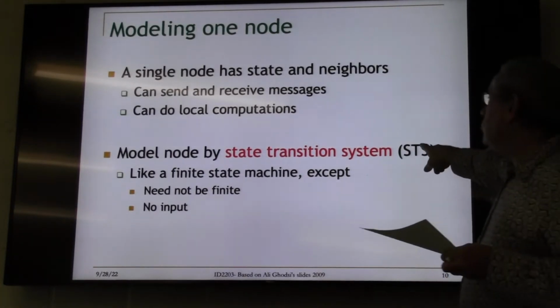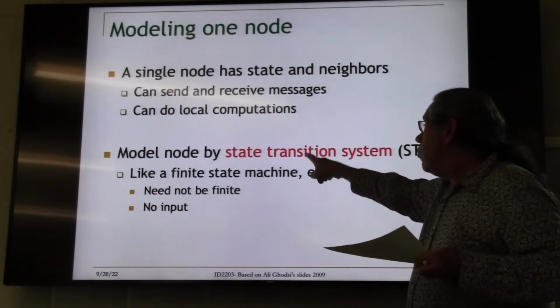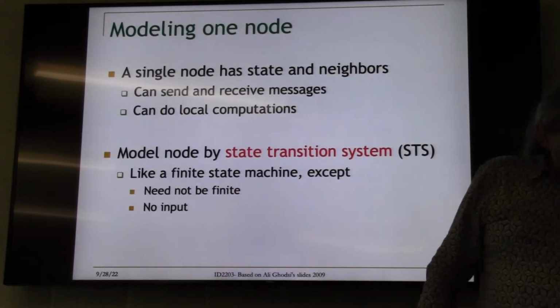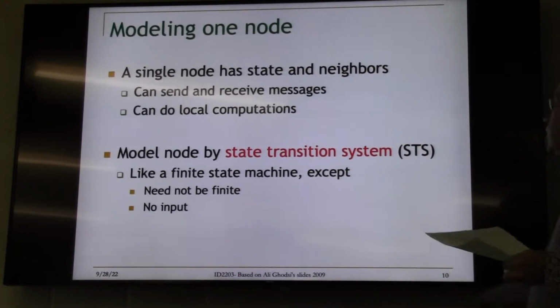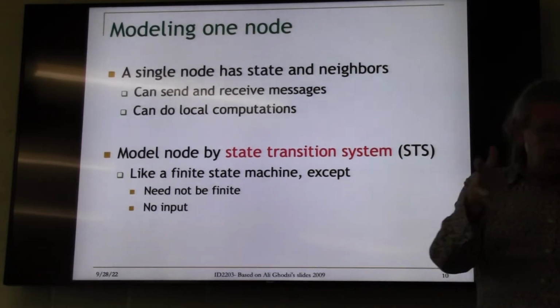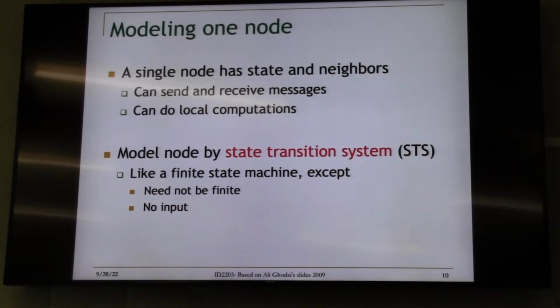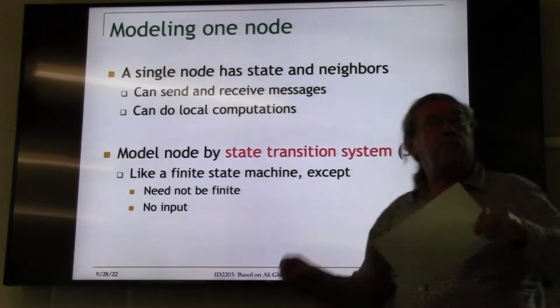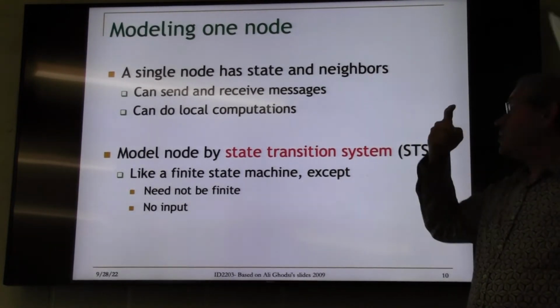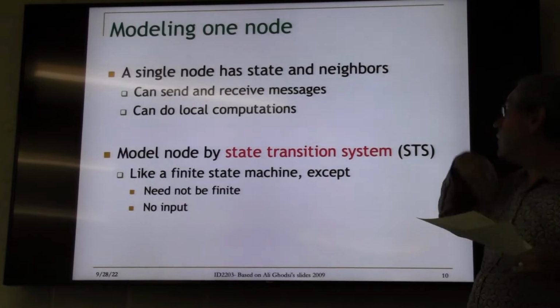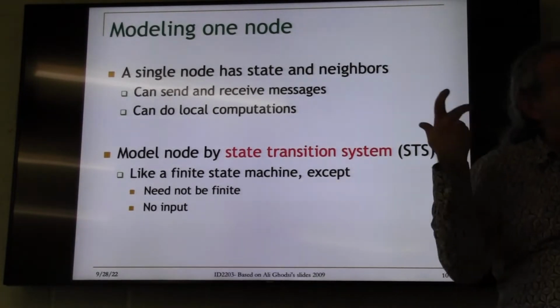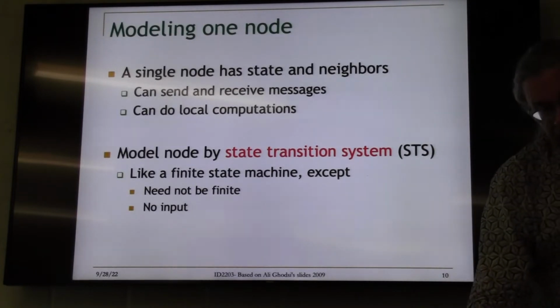And the node's behavior locally, we will model it by what's called a state transition system. So this is like a finite state machine. So basically, at any instant, the node is in a state, and it can make transitions to another state. But maybe it's not finite. Also, there's no real input, because information is coming from the network to start this thing. And so this whole state transition system is communicating with the network.